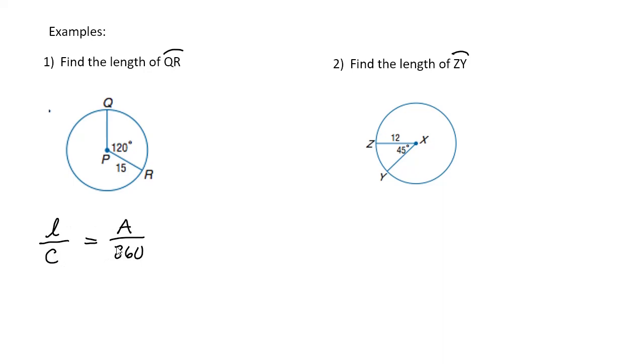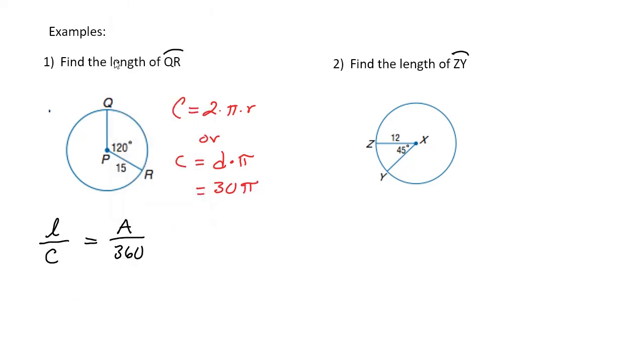In order to start working with this, I already have my central angle, which is 120, but I need to figure out my circumference. For the circumference, remember that you have two ways to find it. The circumference is equal to 2 times pi times the radius, or you can also say that the circumference is equal to the diameter times pi. So either way, because my radius is 15, 2 times 15 is 30, which makes my circumference 30 pi. Okay, so we have that.